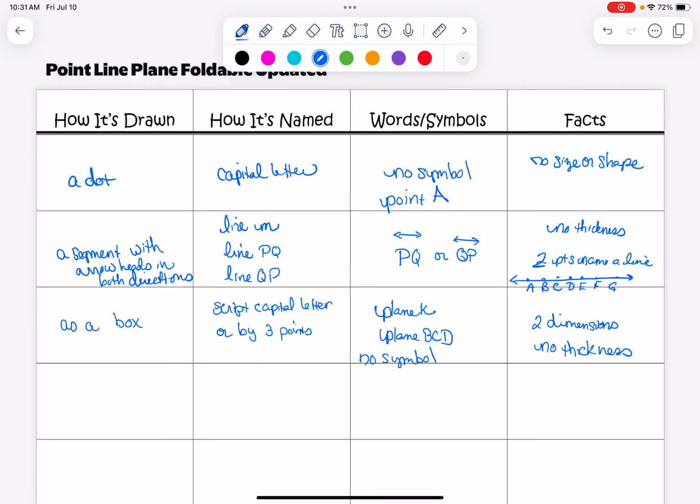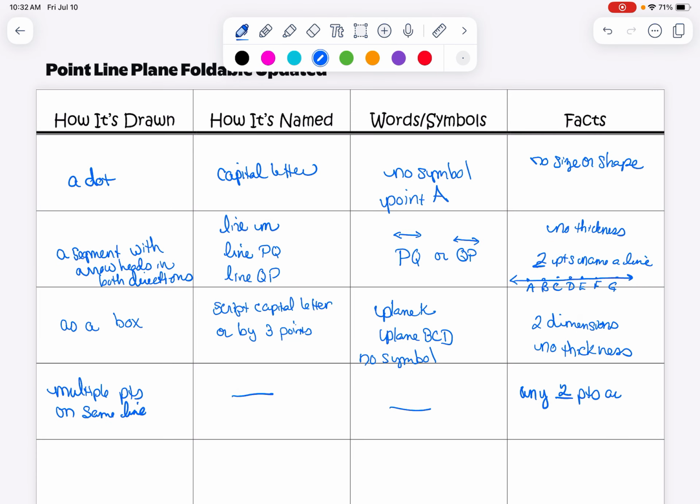So collinear has multiple points all on the same line. There is no way to name it. It has no symbol. And any 2 points are collinear. You can always make a line through any 2 points. Co means together on the same, and we see the word line, so together on the same line.